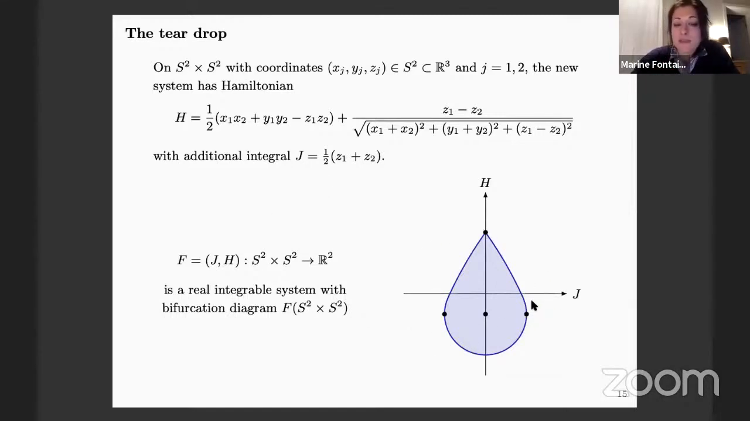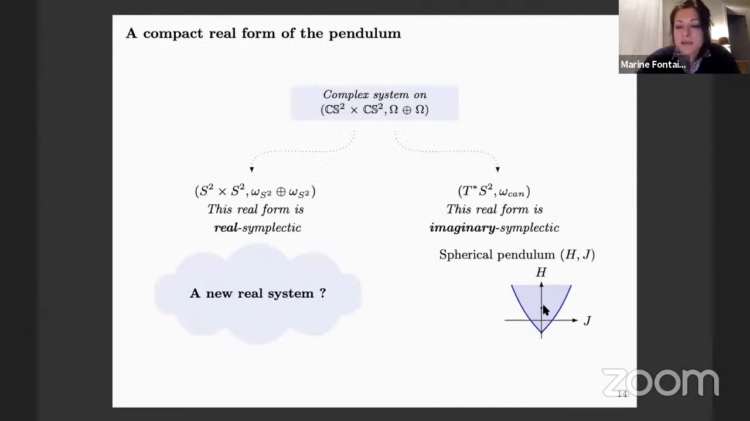And the bifurcation diagram of this integrable system looks like a teardrop, and it has 4 rank 0 critical values. This is because this system on T*S2 has only 2 rank 0 critical points. But when you complexify, when you have a complex Hamiltonian system, this one also has singularities, and actually it has 4. When you take these 4 critical points and descend to that real form, they do not all land on it. Only 2 of them belong to the T*S2 real form.